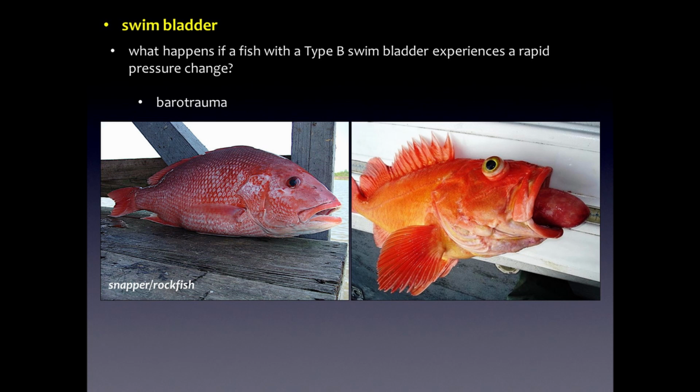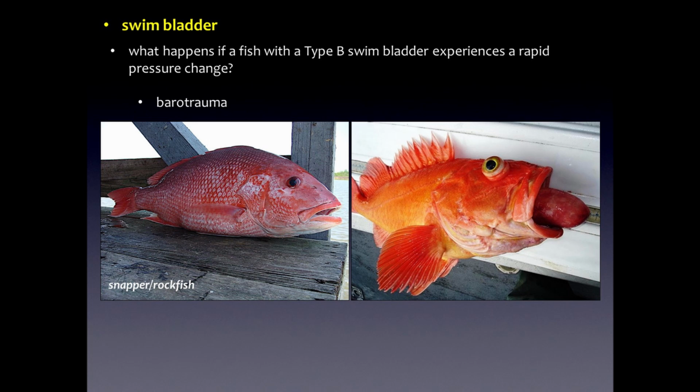This is what happens when you bring a fish with a type B swim bladder up to the surface very rapidly. We're looking at here a fish known as a snapper or a rockfish. The fish on the left, this is what it looks like normally if you bring it to the surface slowly. So let's say you're fishing, you catch this fish, you don't reel it in very, very quickly, but you slowly bring it up to the surface. This allows time for gases to diffuse out of its swim bladder or diffuse into its swim bladder.